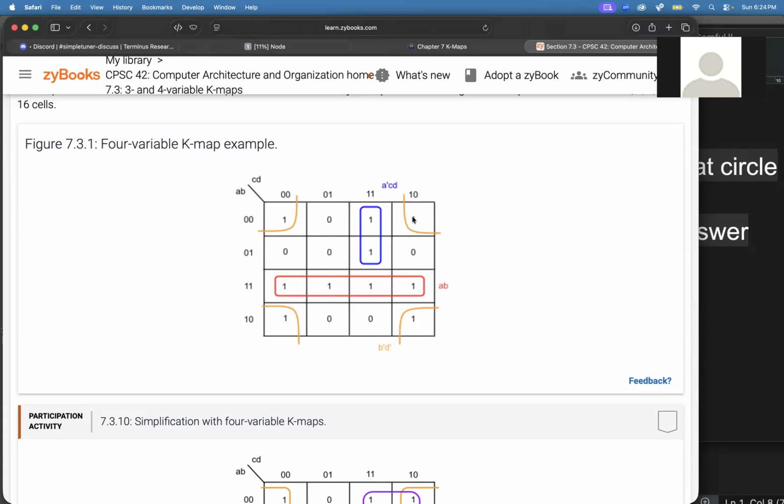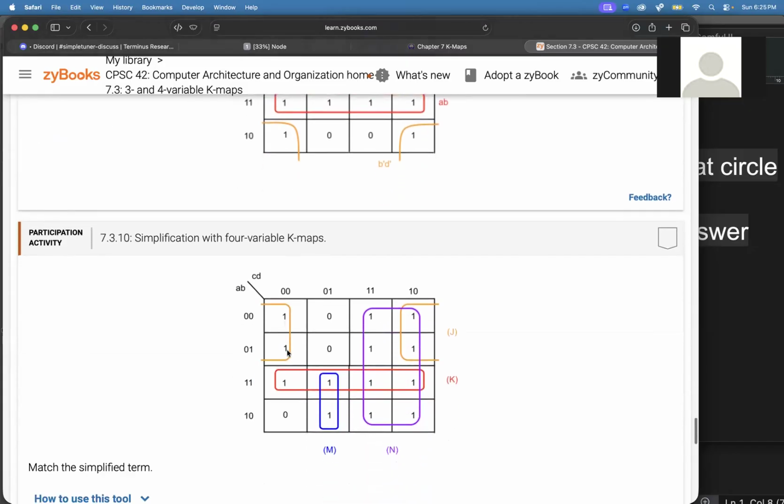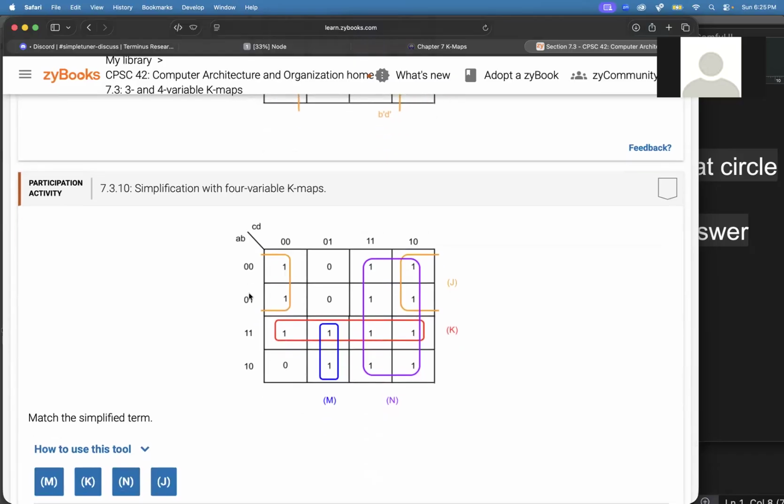4 variables. Yeah, so if you have 4 variables, then they wrap around left and right, but they also wrap around top to bottom. So this can be circled with this. This can be circled with this. So this orange circle here is actually circling 4 things. This corner to this corner, but also this corner around to this corner and this corner around to this corner. So they're showing you that you could have one circle for all those corners. Crazy. Here's some more circles.